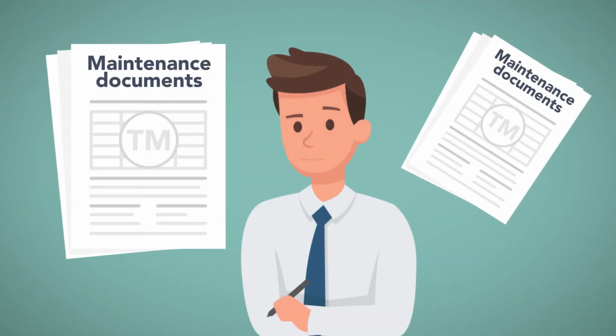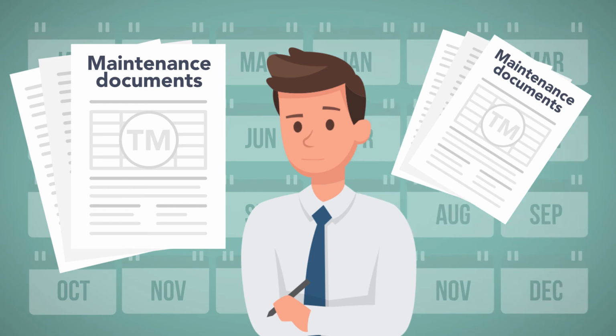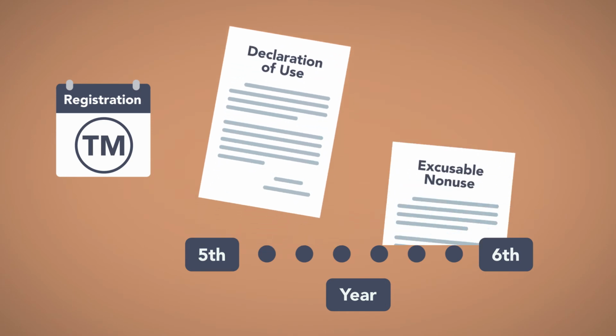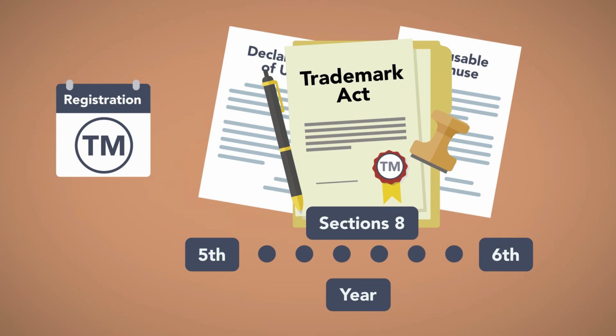Trademark owners must file certain maintenance documents with the trademark office at regular intervals. Failure to do so can result in the cancellation of trademark registration. Between the 5th and 6th year after the registration date, the trademark owner must file a declaration of use and/or excusable non-use under Section 8 of the Trademark Act.